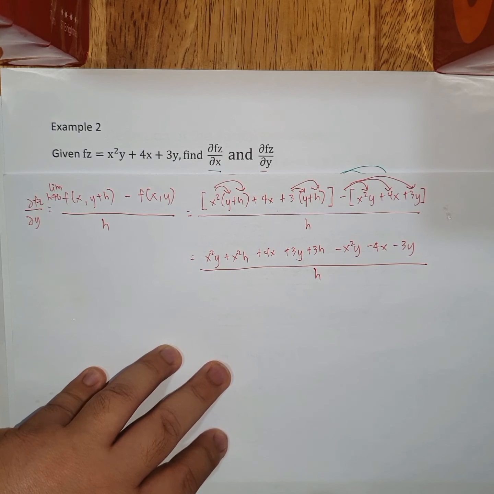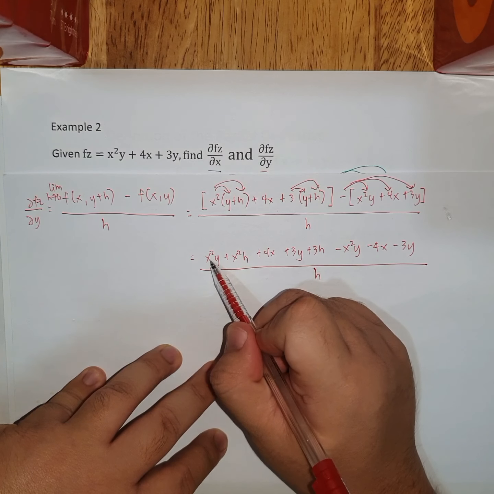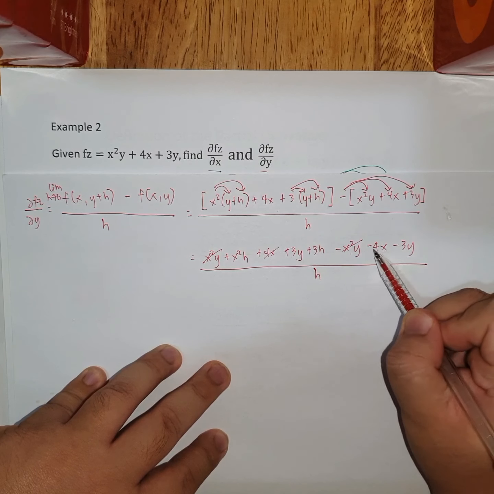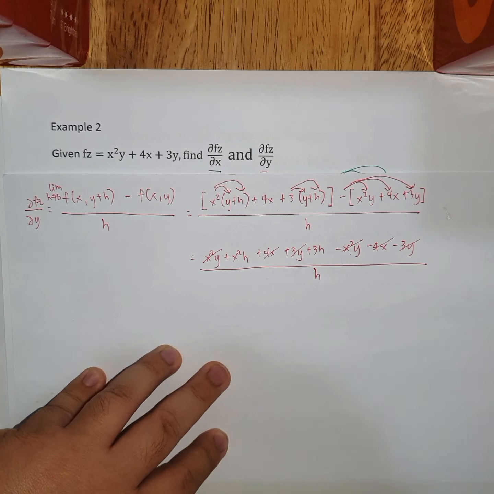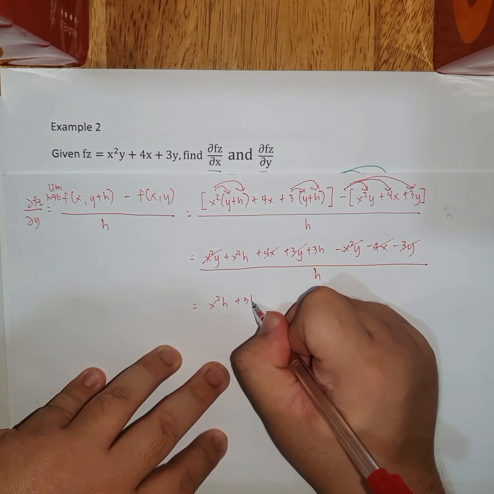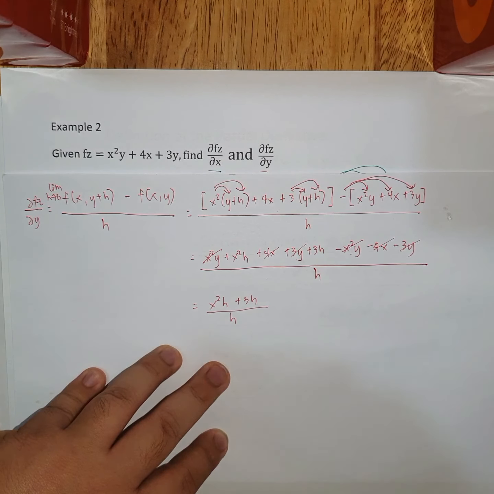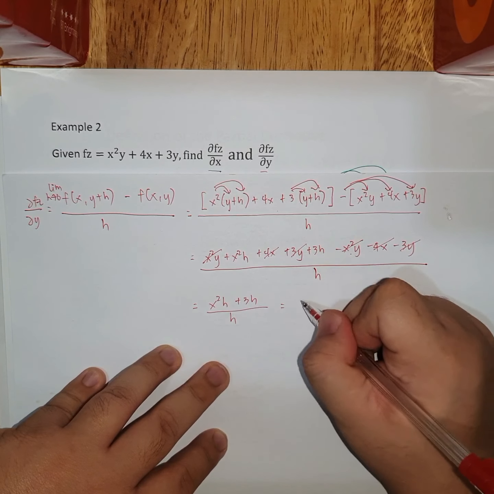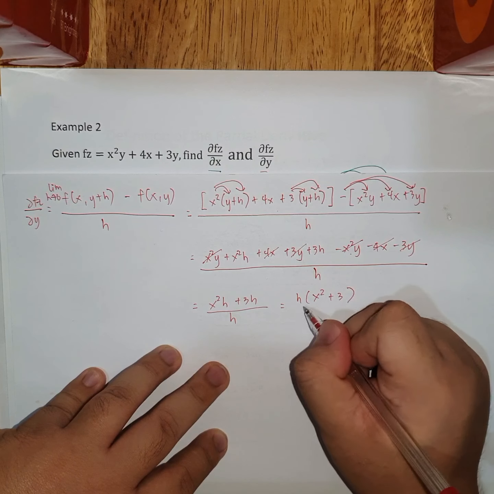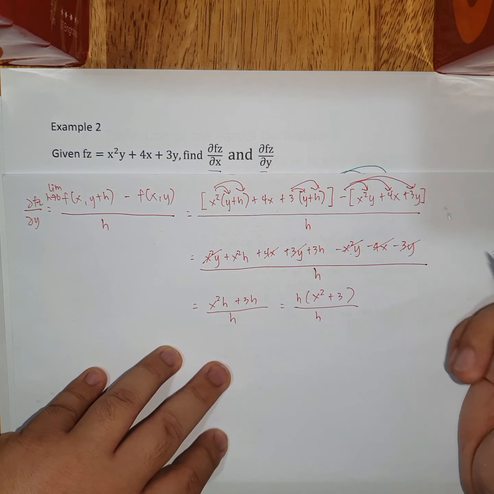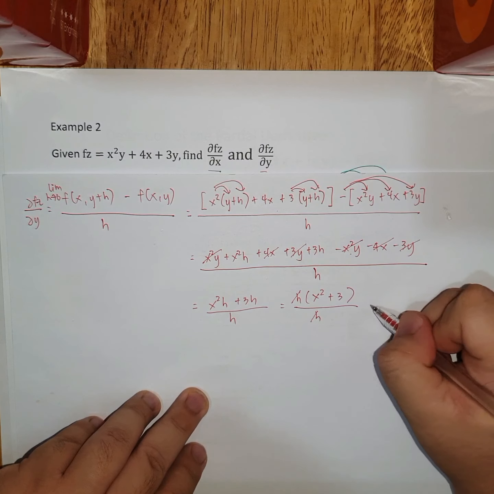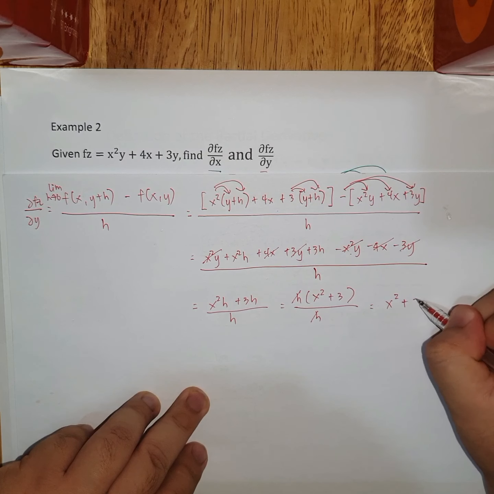Okay, then cancel out natin yung pwede cancel. X squared y minus x squared y, so this will be cancelled out. Yung 4x, then yung 3y. Pag simplify natin yung numerator, we will have x squared h plus 3h all over h. Okay, and we can factor out yung h sa numerator. We have h times x squared plus 3 all over h. So both present sa numerator and denominator yung h, we can cancel it out. So yung matitira sa atin is x squared plus 3.